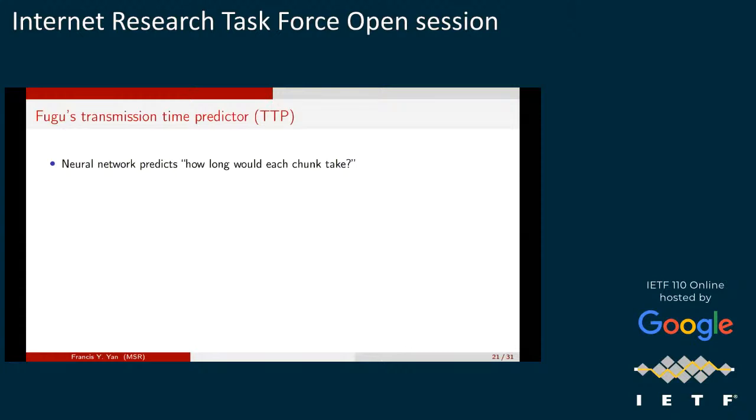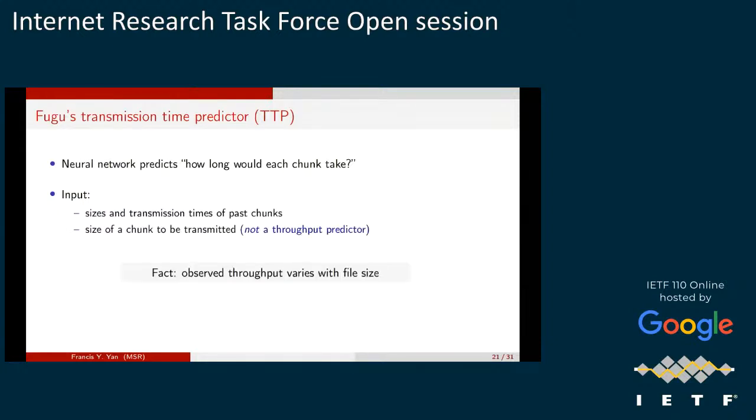The algorithm we proposed is called Fugu. At its core, it uses a neural network to predict the transmission time of each chunk. The transmission time predictor, TTP, takes as input the sizes and transmission times of past chunks, and also the size of the chunk to send. I'd like to emphasize that we don't predict throughput, because a throughput predictor wouldn't consider the size of the chunk to send, and would have ignored a well-known fact in networking that the observed throughput actually varies with the file size to send.